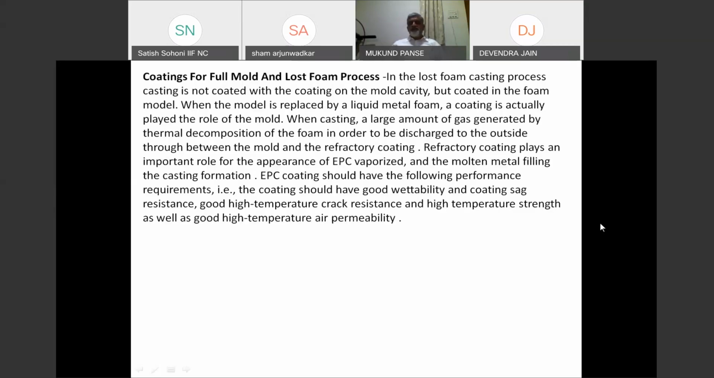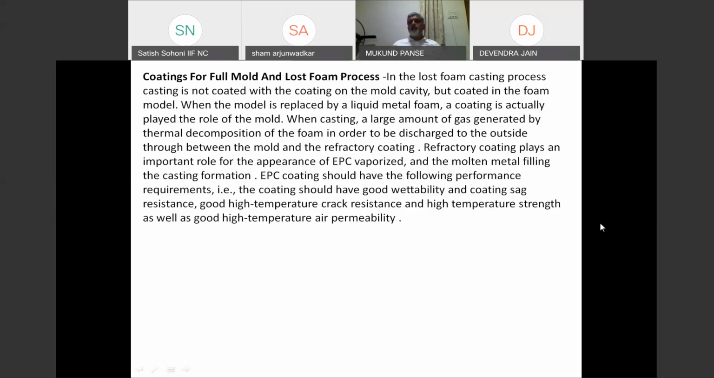Full mold casting, or quite a few large castings, especially one-time requirements, are nowadays made with the full mold process. The coating requirements are somewhat different, but much more important in this case. When you are pouring in the lost foam process, the foam pattern is coated first. The mold is not coated. It is coated by one or two coats, dried completely outside, in sun rays, or using infrared rays.